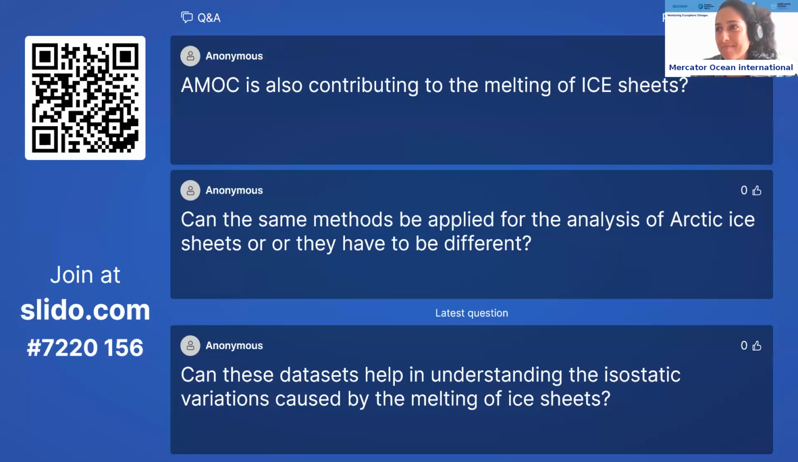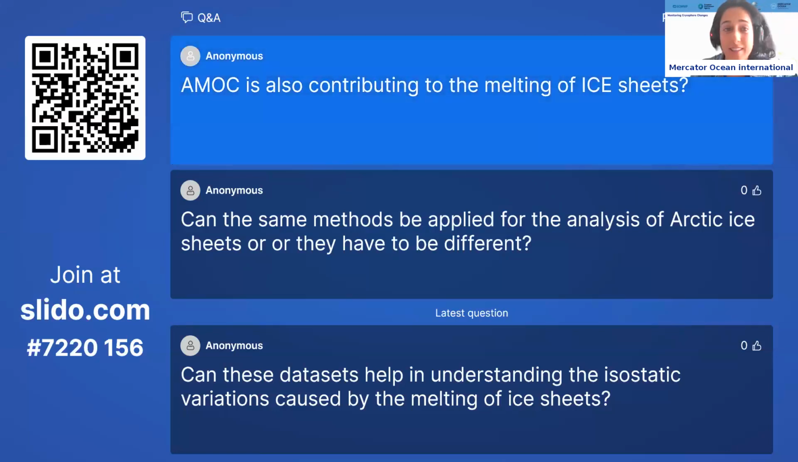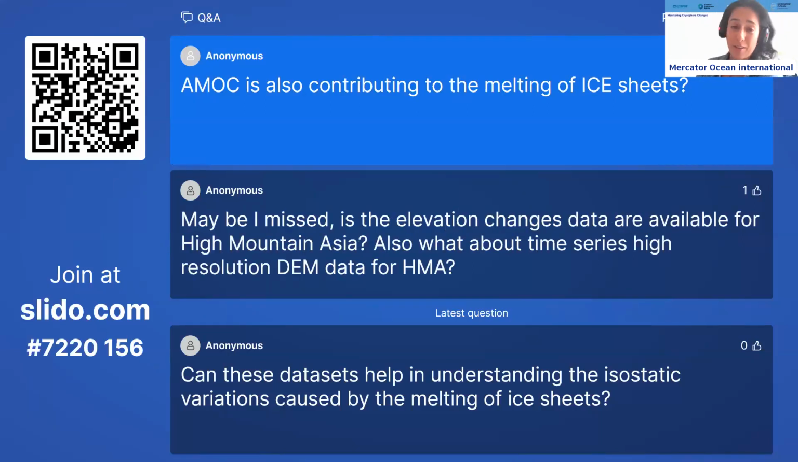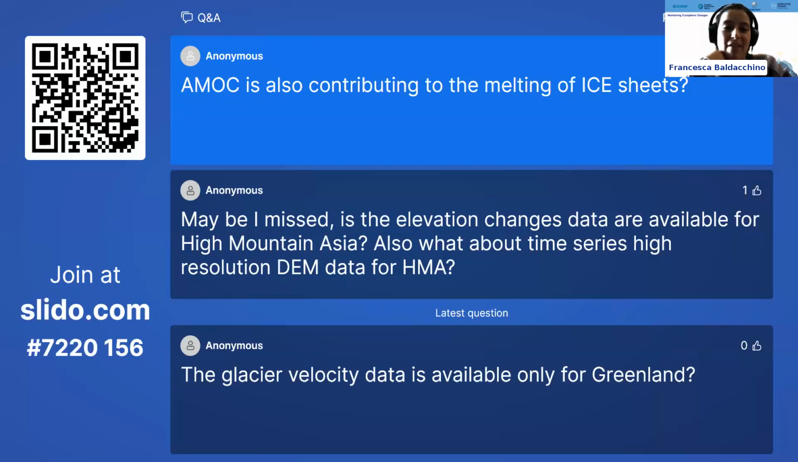So the first one, do you think, from what you have seen in your studies, the Atlantic meridional overturning circulation is already contributing to the melting of ice sheets? So I'm definitely not an expert in that, but yes, I would say it would be contributing to the melting of ice sheets with changes in ocean currents and ocean temperatures. But yeah, I haven't specifically looked at that.